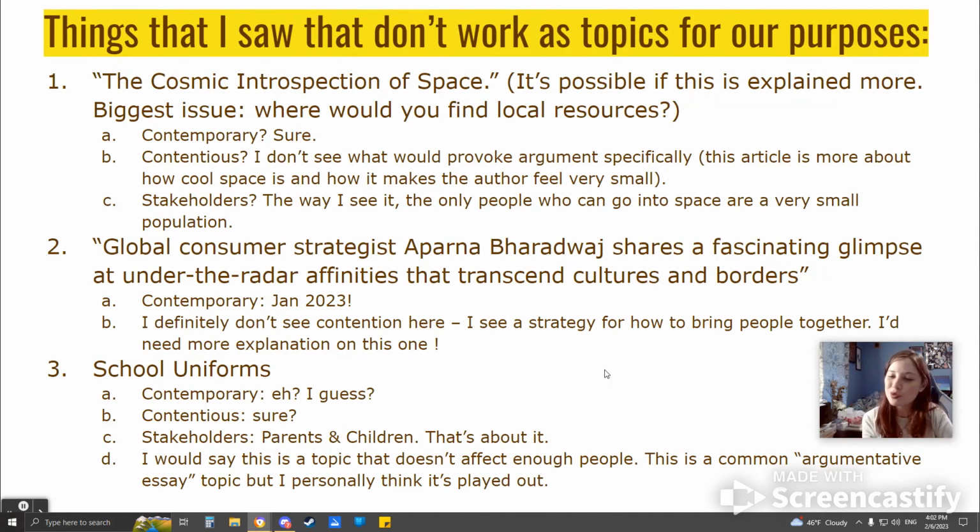The last one, school uniforms: contemporary, I guess, contentious, sure. I just honestly think it's boring. Genuinely, the only people that are affected by school uniforms are parents and children. Parents have to buy the clothes. Children have to wear the clothes. And then that ends. Once you hit high school, it's over. So it's really only people 18 and under and their parents.